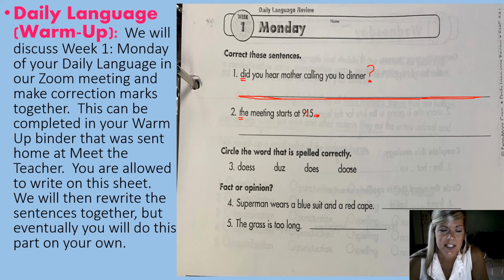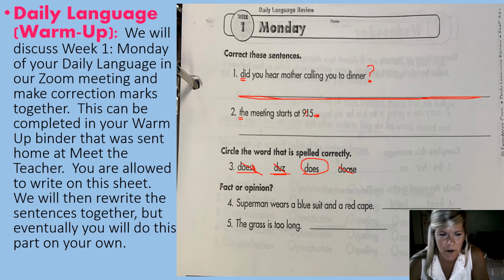Okay, for number 3, it says circle the word that is spelled correctly. So this is supposed to say does. Now this word is incorrect. It should not have an S on the end like that. It should only have 1 S. Okay, and this is spelled just like you say it, but is not how we spell the word does. Okay, next one, does. This would be correct. This is how you spell does. And this one doesn't say does, it says deuce.